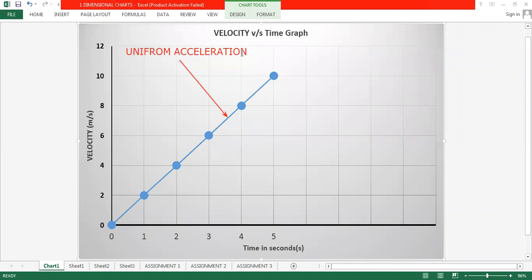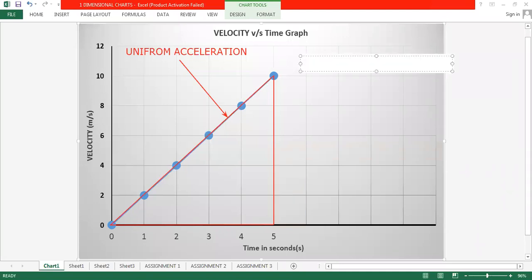Now, how much is the distance covered? If you want to find out how much distance is covered, it's very simple. You have to find the area under this line. So this is the line, and this is the area which I have shaded. Now which shape is it? Say which shape it is. Yes, Rishi, which shape is it?